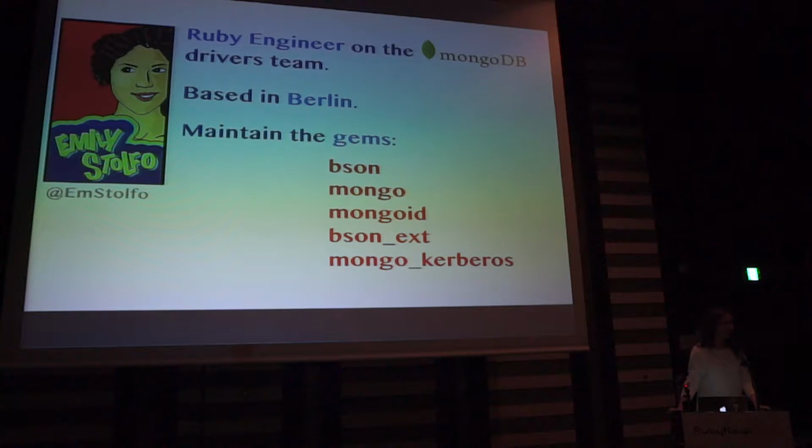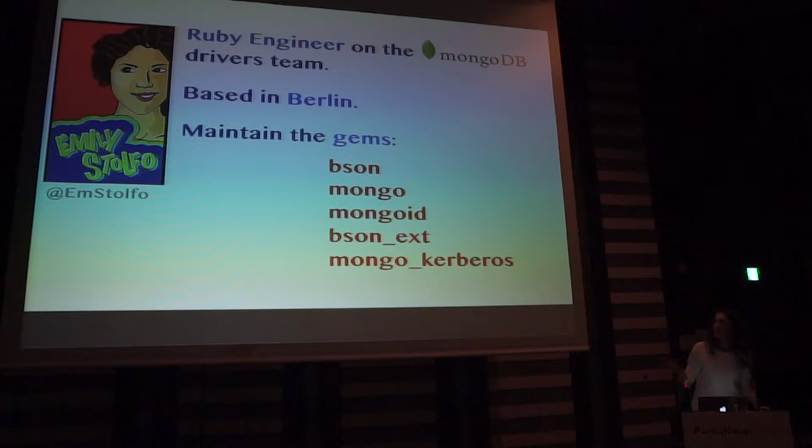So as I think Jonan said, I could pick out some of the English words. I'm a Ruby engineer on the MongoDB drivers team. So I'm employed by MongoDB, the company behind this open source database, to work on the Ruby project. I'm based in Berlin, and I'm from New York City, where MongoDB is based. You may know my code through the following gems: bson, mongo, mongoid, bson extension, mongo Kerberos.